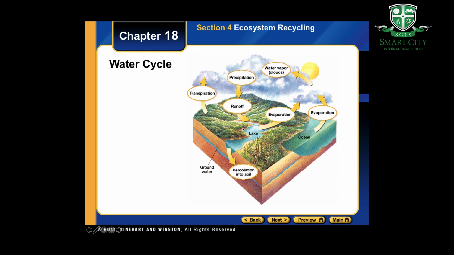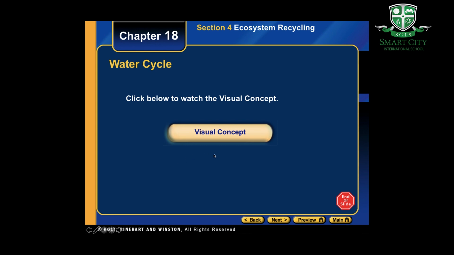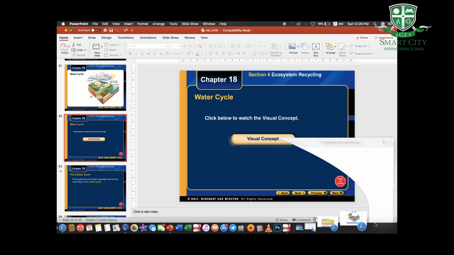In the diagram, you will find something called percolation, which is how the water from the lakes, the ocean, or the river goes to the soil. This is a process called percolation. Okay, let's see the visual concept of the water cycle.